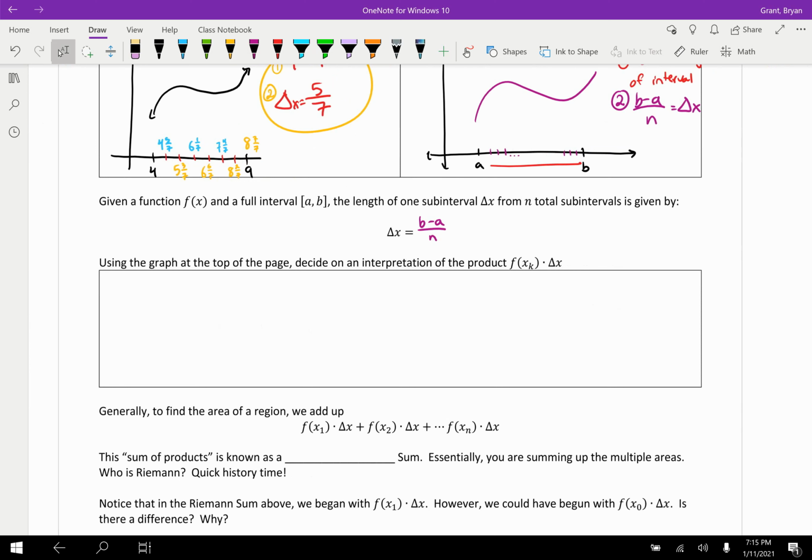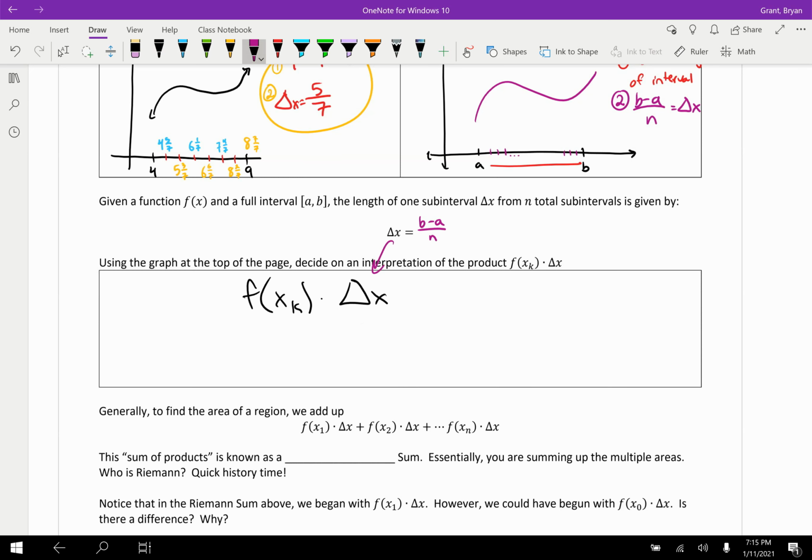Now, the last part of this, before we can really move into our concrete examples, is going back to the graph at the top. We're going to decide on an interpretation of the product f of x sub k times delta x. So I'm going to write that a little bit larger. We have f of x sub k times delta x. We need to determine what each of these factors mean, and then what you get when you multiply them together. And one of them we already talked about.